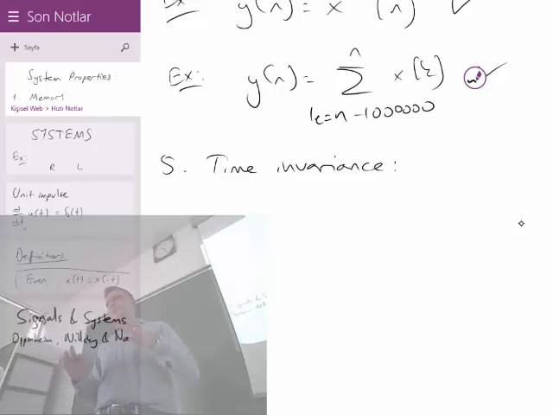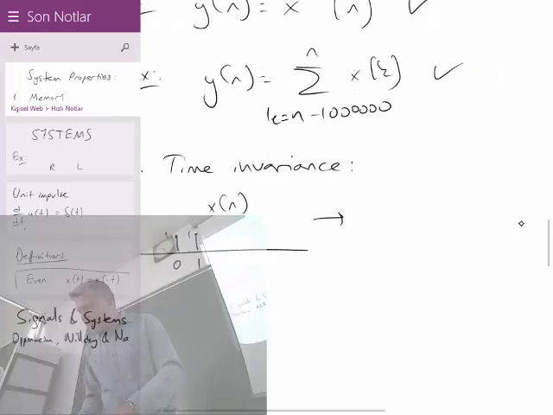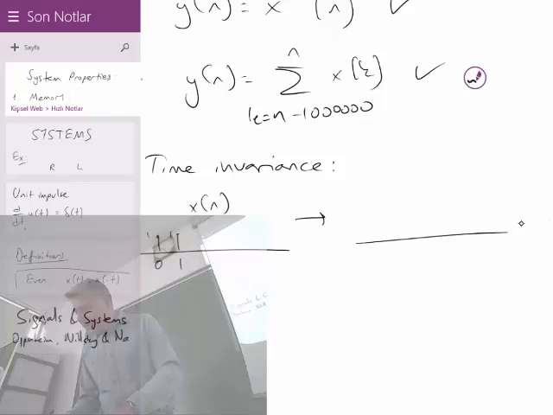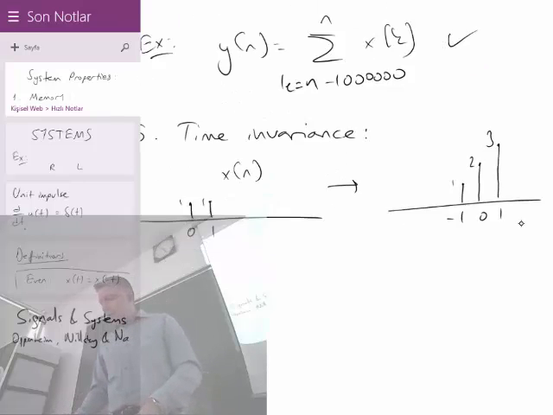If the output shifts the same amount that the input shifts. Okay, so suppose that you apply an input like this. At 0 and 1, it is 1, 1. This is x of n. And the output you observe is at minus 1 it is 1, at 0 it is 2, at 1 it is 3. Suppose this is the input-output relation of a system.